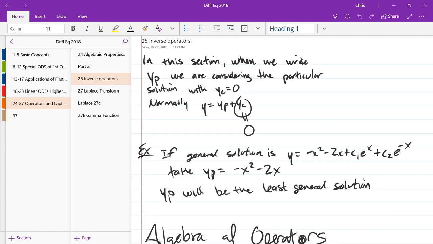When we're in 25 through 27, yes. We're just ignoring YC, basically. But if we wanted to find YC, would we follow section 21, non-homogeneous linearities with linear coefficients, case 2? Or one or more?